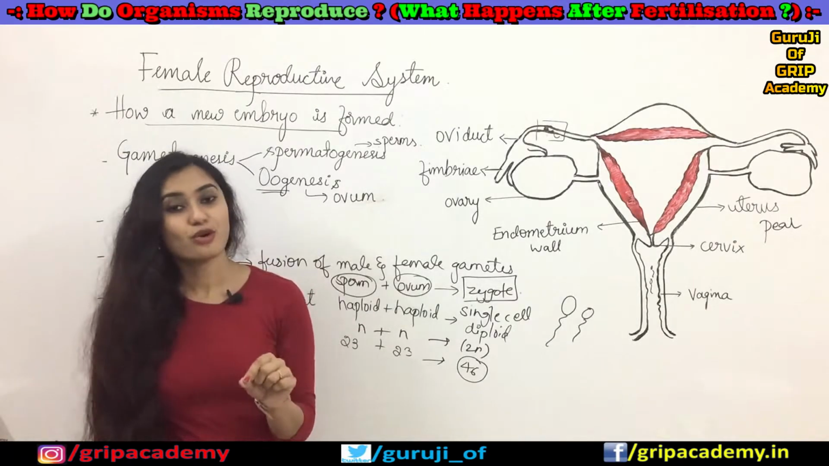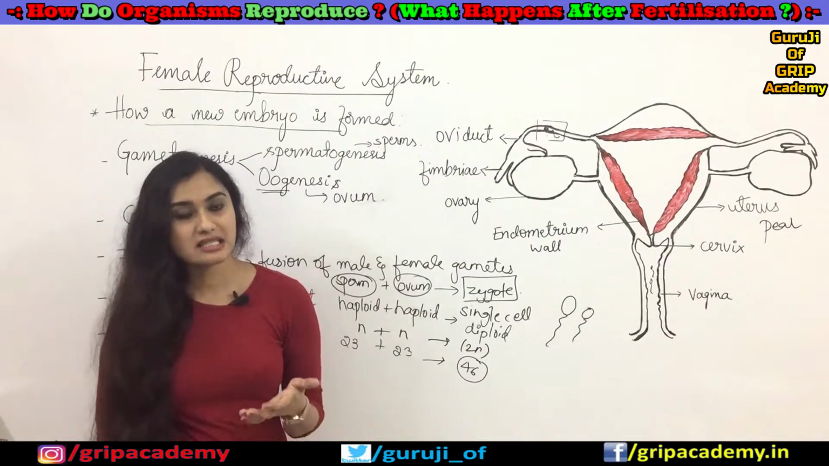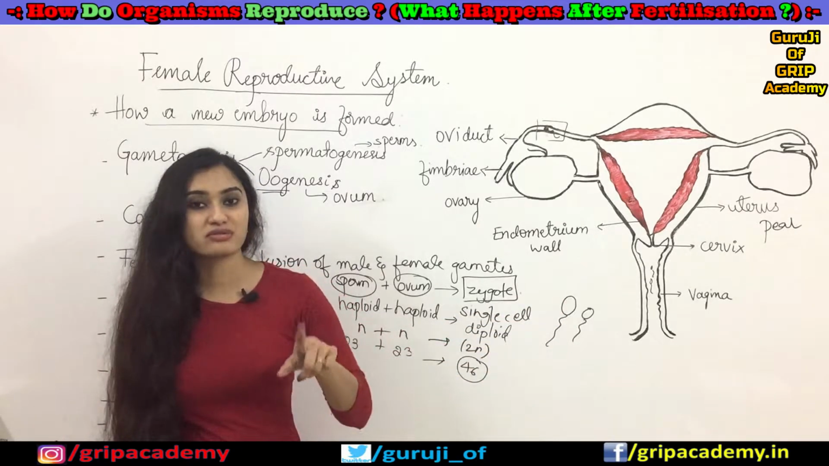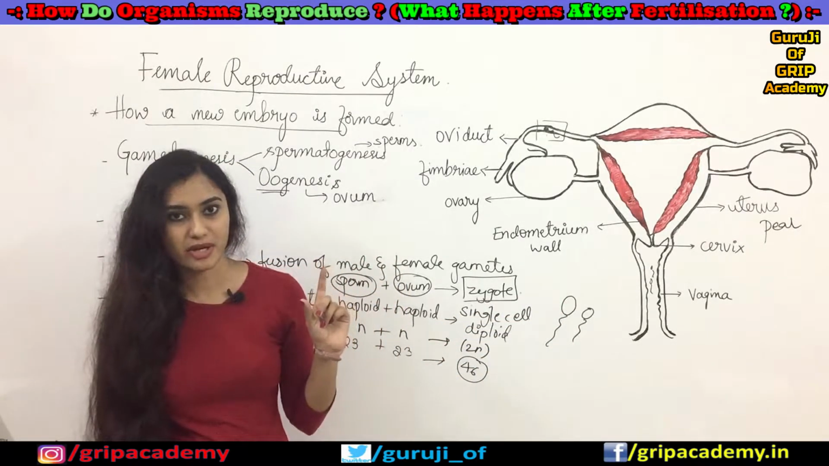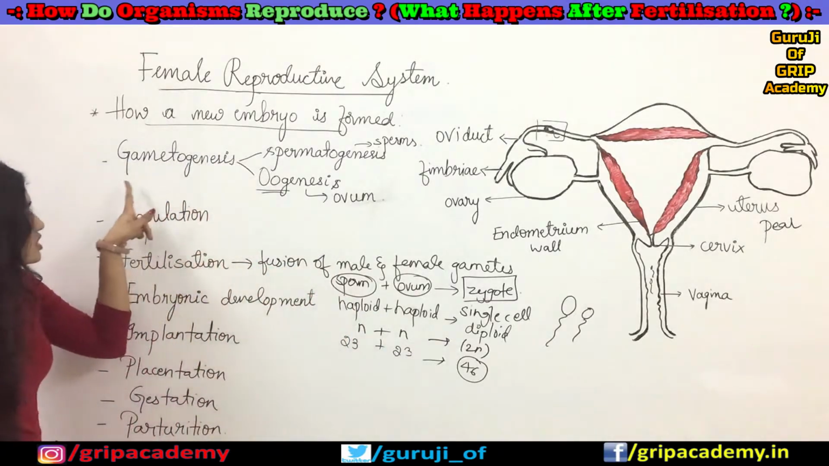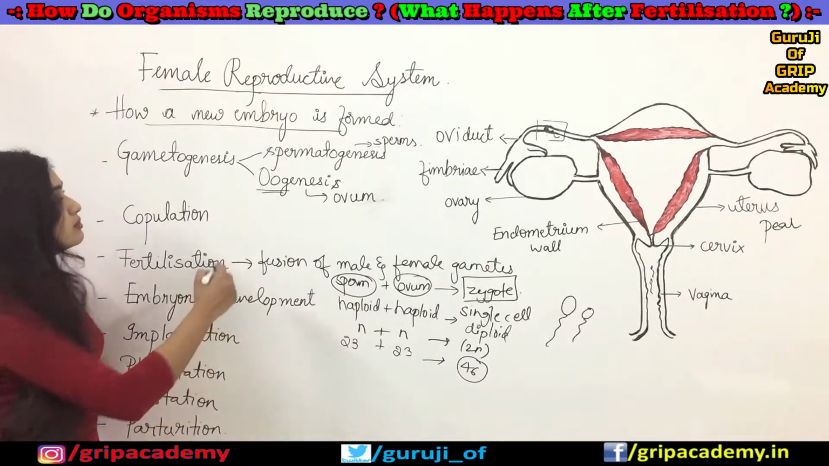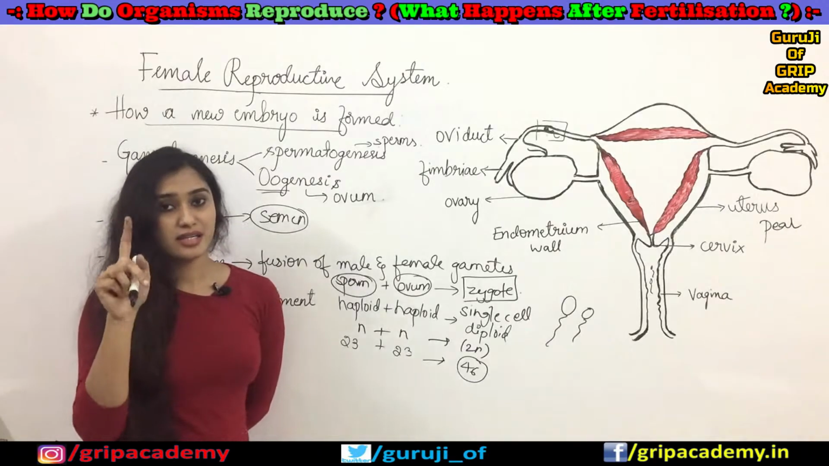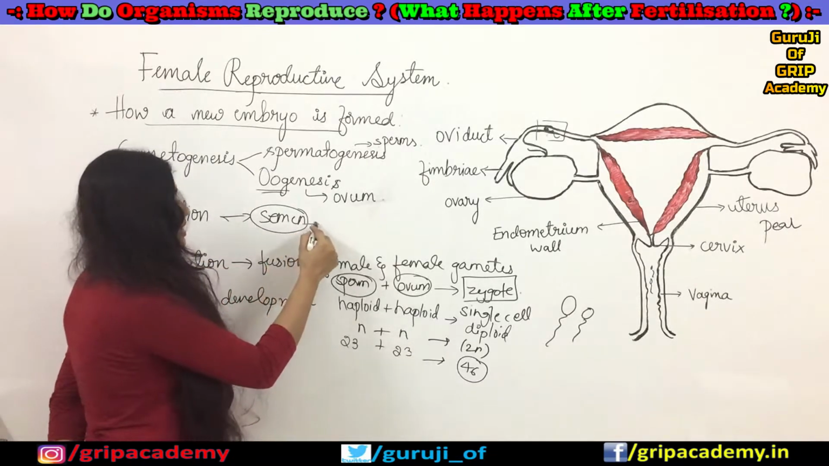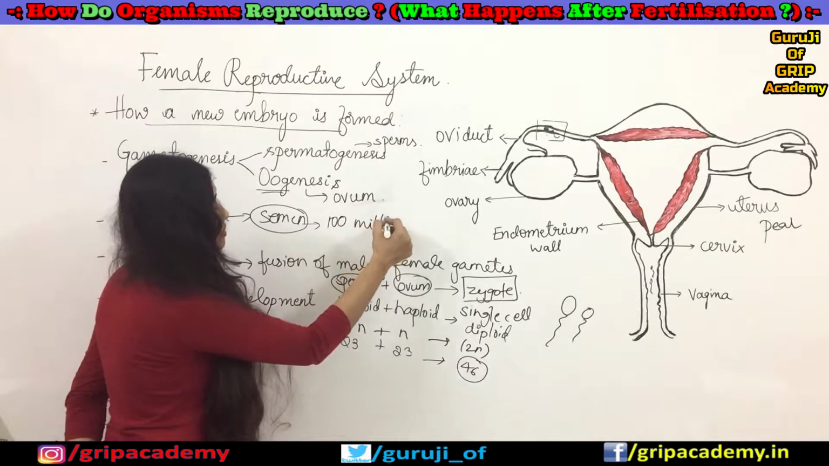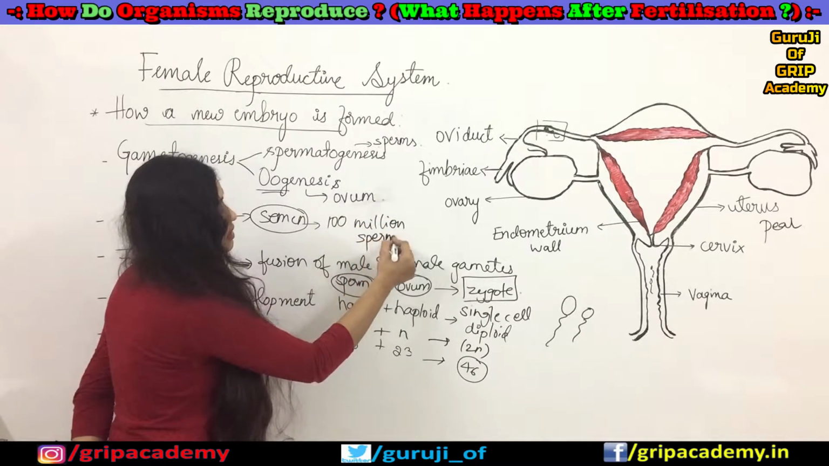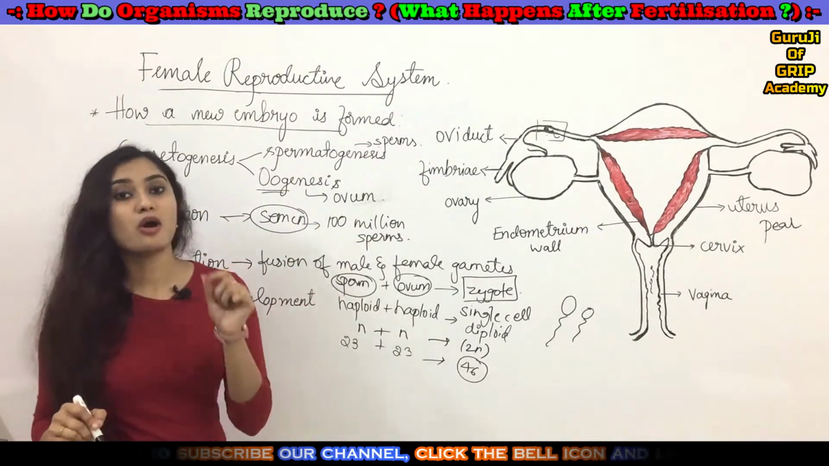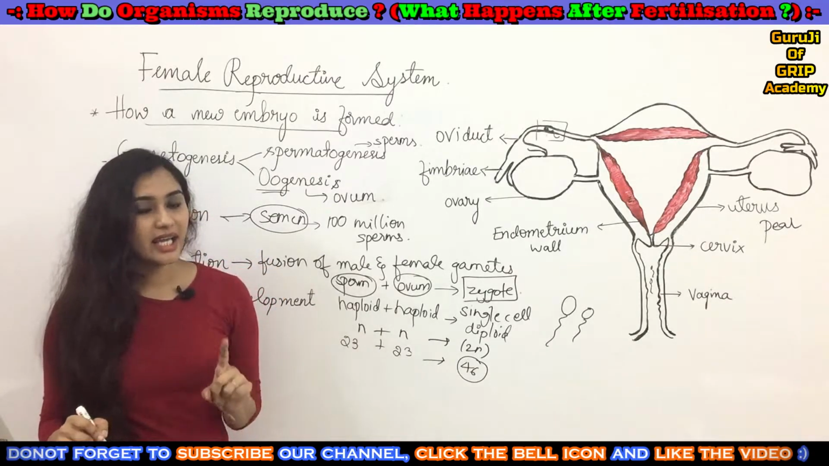Clear, right? And you should also remember that when a man ejaculates, semen is nothing but a combination of sperms plus secretions of the glands from the male reproductive system, right? So during a sexual intercourse or copulation, the man will ejaculate semen, and it's not like it contains only one sperm. It contains up to 100 million sperms. A single ejaculation of a man will contain up to 100 million sperms.